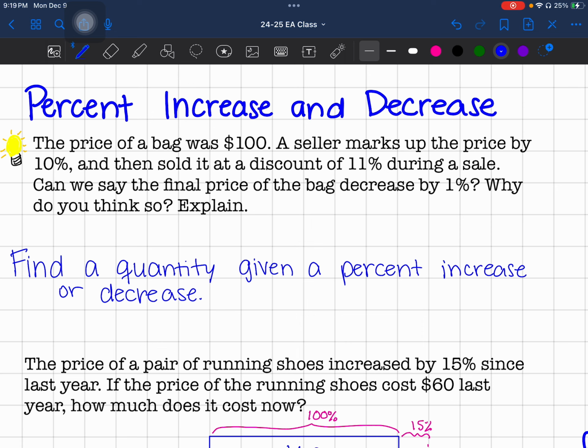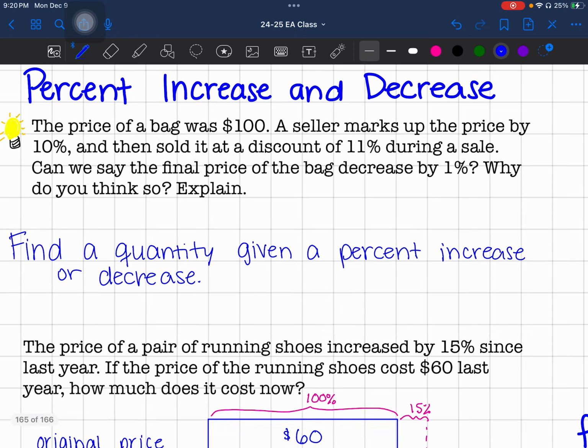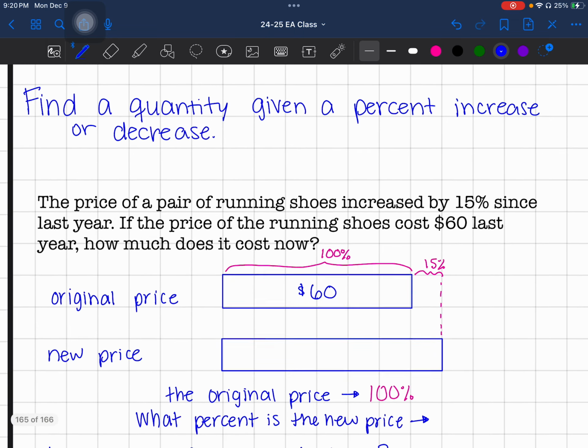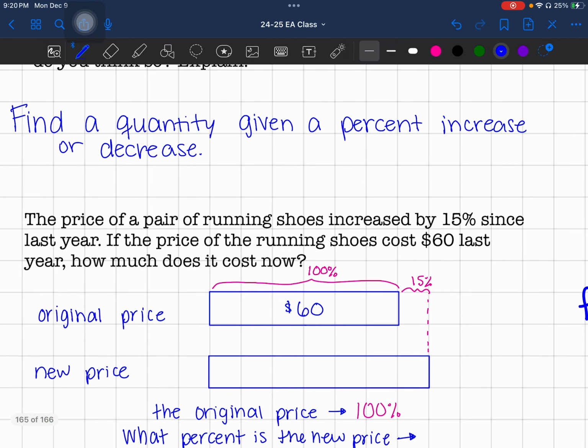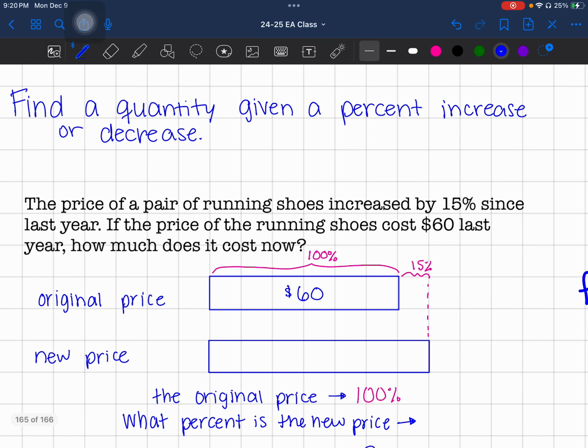Okay, so we're going to find a quantity given a percent increase or decrease. So the price of a pair of running shoes increased by 15% since last year. If the price of the running shoes cost $60 last year, how much does it cost now?